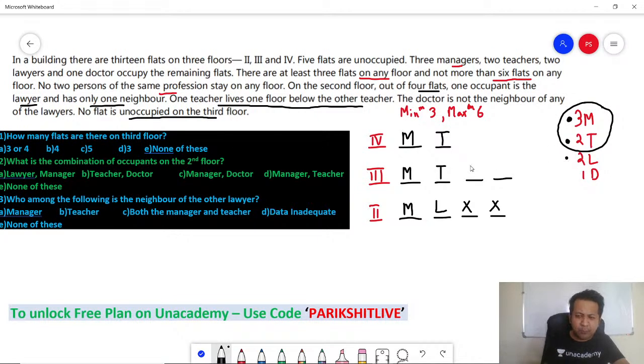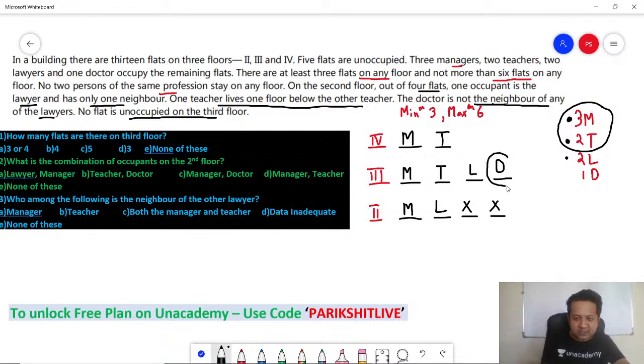So you might want to put a lawyer and a doctor. But think about it. The second last line says the doctor is not the neighbor of any of the lawyers. It means the doctor and the lawyer both cannot be there. Both cannot be there. Can you see this?